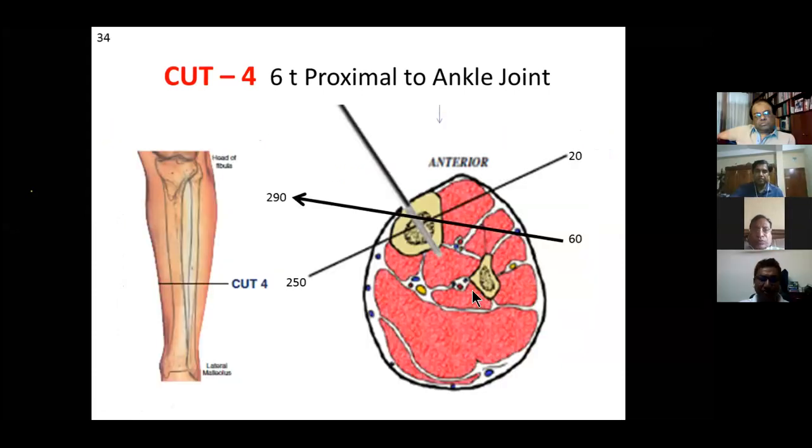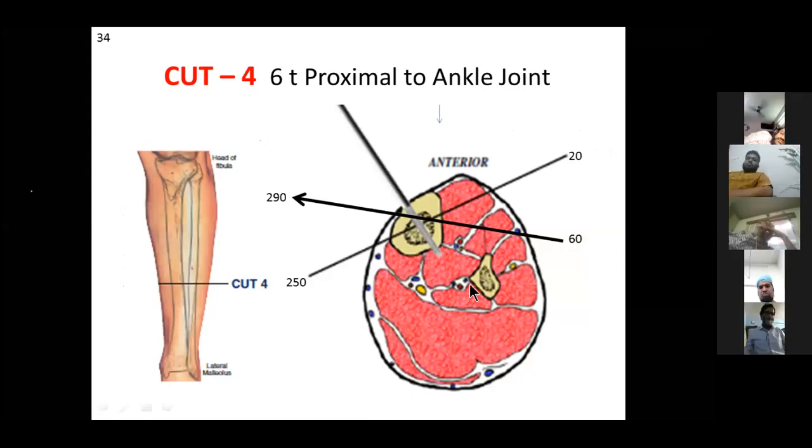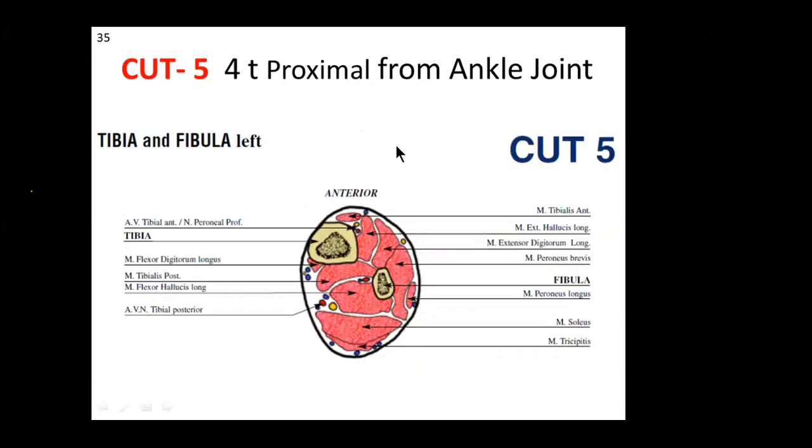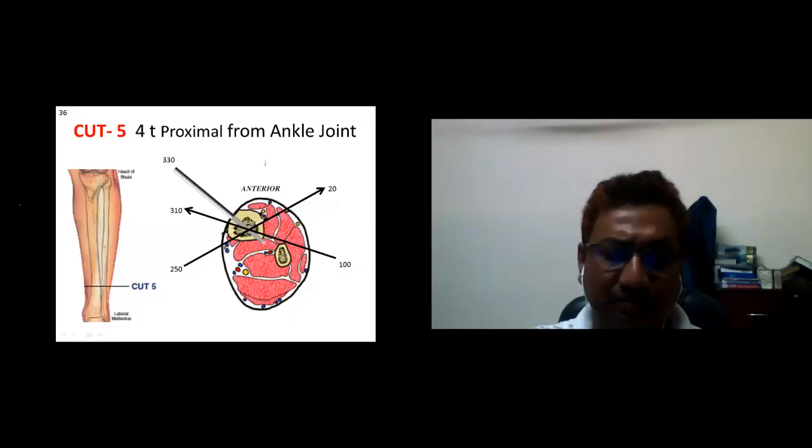Here, wire fixation is done 20 to 250 degree and 60 to 290 degree angle. Once placed in this position, here, from the ankle, posterior muscles are increased more than the anterior. Tibia is palpable, sorry, fibula is usually palpable due to 20 degree.